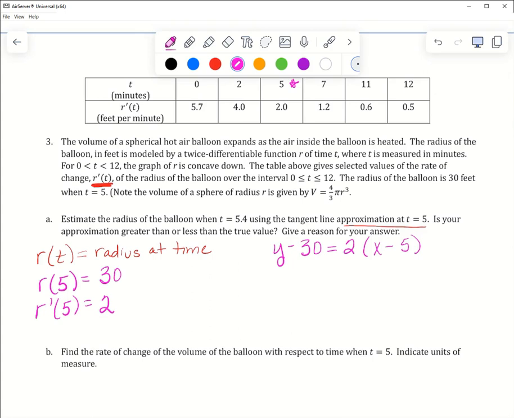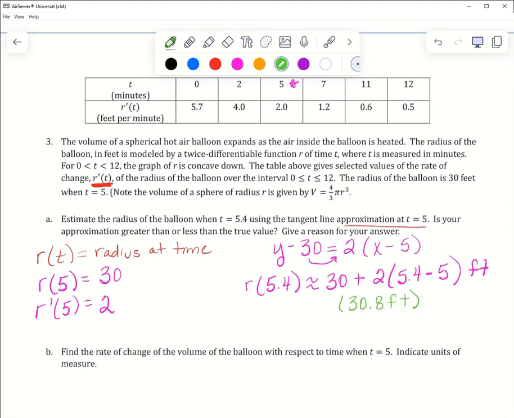So r at 5.4, I'm going to pop that 30 over, and that would be my y value. Do you understand that r at 5.4 is approximately 30 plus 2 times (5.4 minus 5)? Now, honestly, I'd stop right there. You don't have to do any more. If you got the number, it is 30.8. But remember, once you get it down to that, you could stop, but label feet. So I would get that.